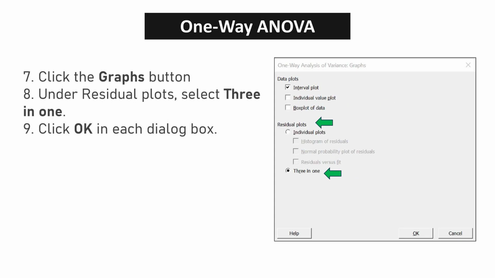Residual plots in Minitab provide diagnostic checks for ANOVA assumptions, ensuring accurate results. Click the Graphs button. Under Residual Plots, select 3 in 1. Click OK in each dialog box.